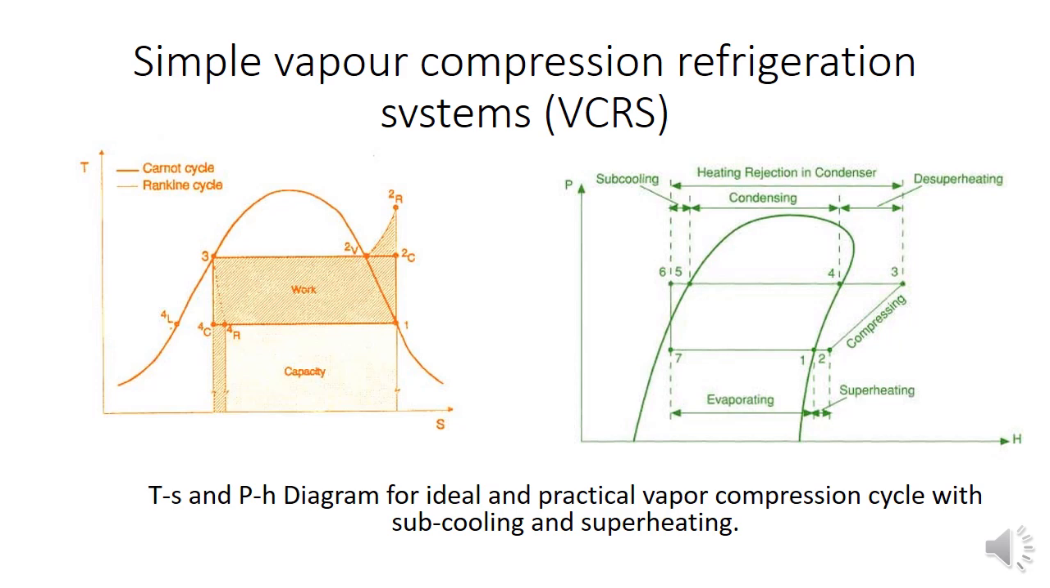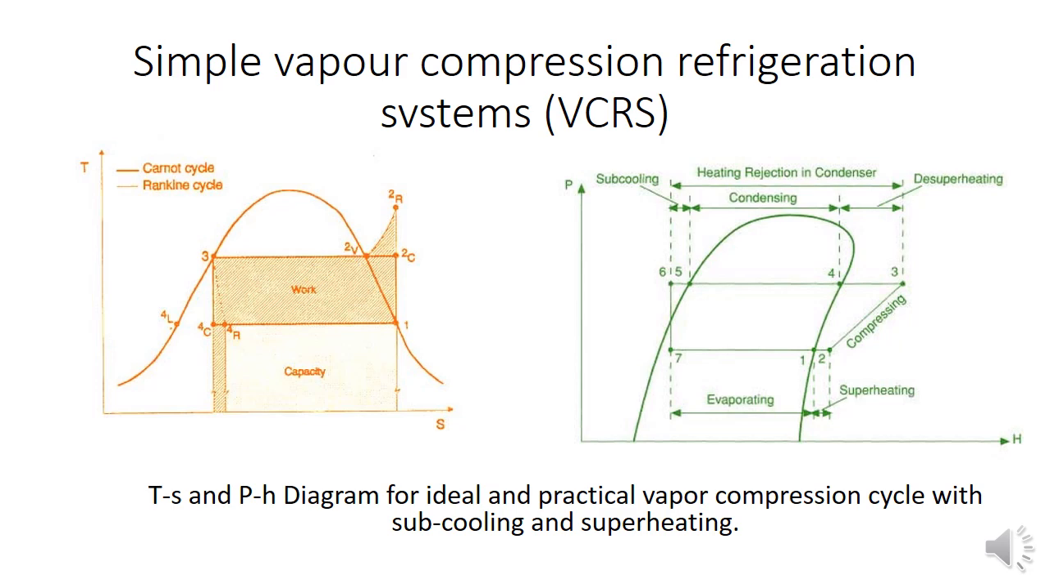This is the pH diagram, not the TH diagram. The TH diagram is different, the pH diagram is different, because pressure is the most important part from compressor to condenser, as well as before the compressor to the evaporator. So superheating is represented during the compression process, and then during the expansion process subcooling is represented. The cycle is represented from 1 to 2.